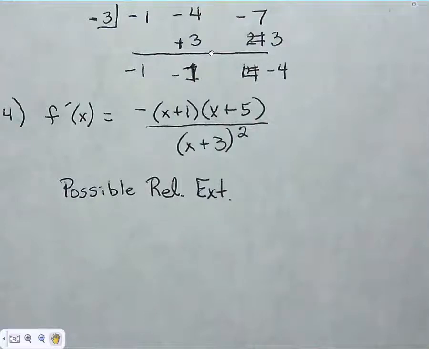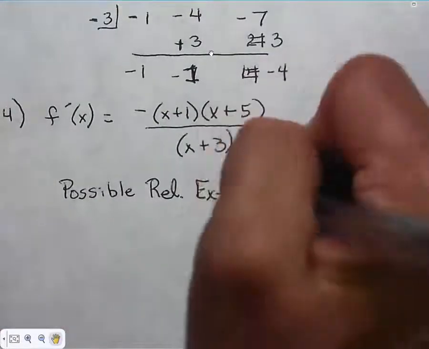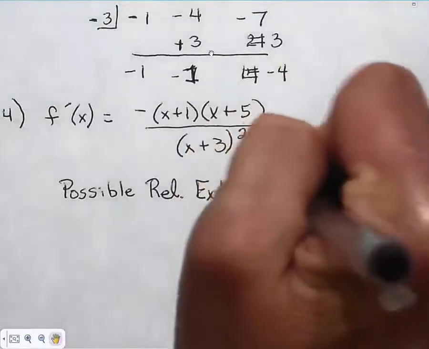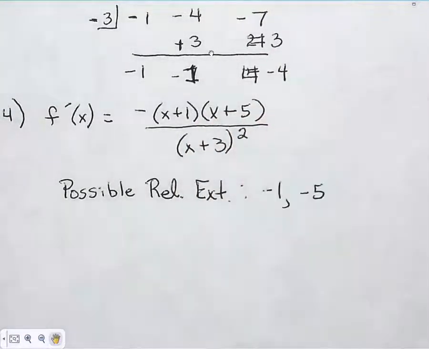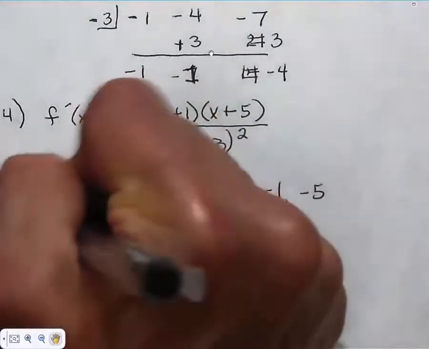Negative 1, negative 5, negative 3? No, because why? Negative 3 is not in the domain of the original function. So my only two critical numbers, my only two possible relative extrema are negative 1 and negative 5. And then I'm going to tell you what I got for the second derivative.